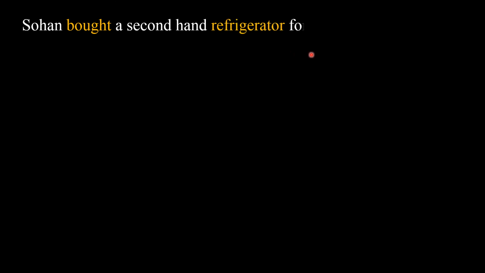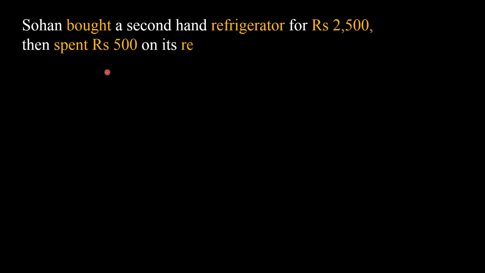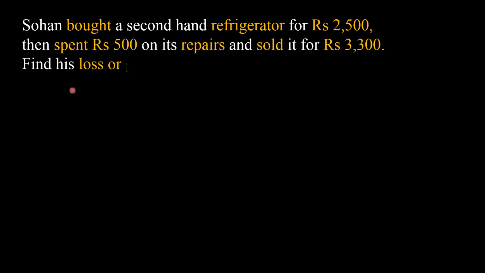To understand the concept of profit and loss, let us solve few examples. Sohan bought a second-hand refrigerator for rupees 2,500. Then he spent rupees 500 on its repair and sold the refrigerator for rupees 3,300. We have to find the loss or gain that Sohan made, and that too in percentage.